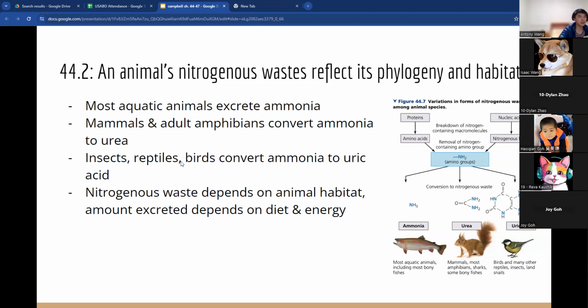One maybe trivia thing is uric acid. Well, I think it is guano. Uric acid is, no, actually, I got it wrong. Sorry. Nitrogenous waste.